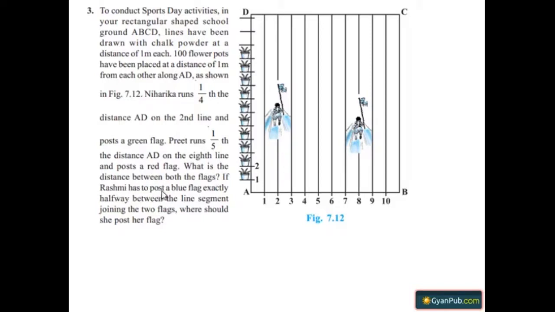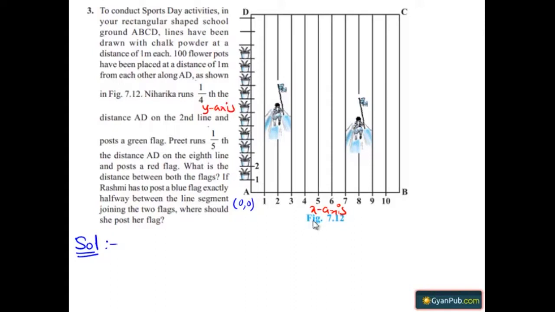If Rashmi has to post a blue flag exactly halfway between the line segment joining the two flags, where should she post her flag? Moving on to the solution, let us assume that the bottom left corner of the ground ABCD as origin, so the coordinates of A will be (0, 0). The horizontal line AB be the x-axis and the vertical line AD be the y-axis.